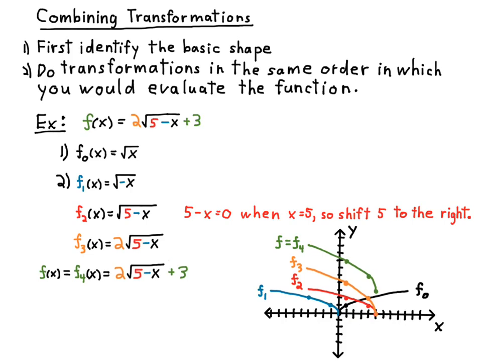So from here, I went 1, 2, 3. From here, I went 1, 2, 3. From here, I went 1, 2, 3. And then I drew in the parabola. So this is the graph of f, which is what we were trying to find, the graph of f.